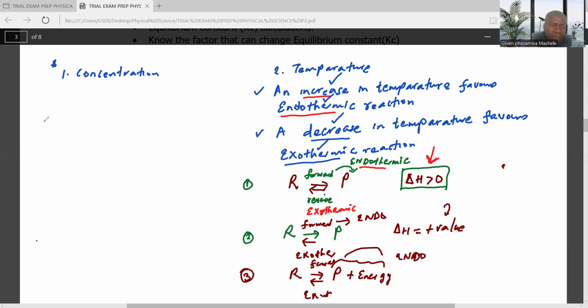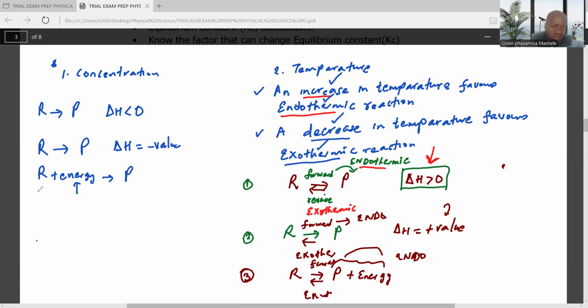But if we have something like this, ladies and gentlemen, reactants forming the product, but delta H is less than 0. Or reactants forming the product, but the delta H is a negative value. Or the reactants plus the energy produces the product. You must be careful. You see, the energy is now on the left. So it shows that the reactants have more energy than the product. So this is an example of an exothermic reaction.